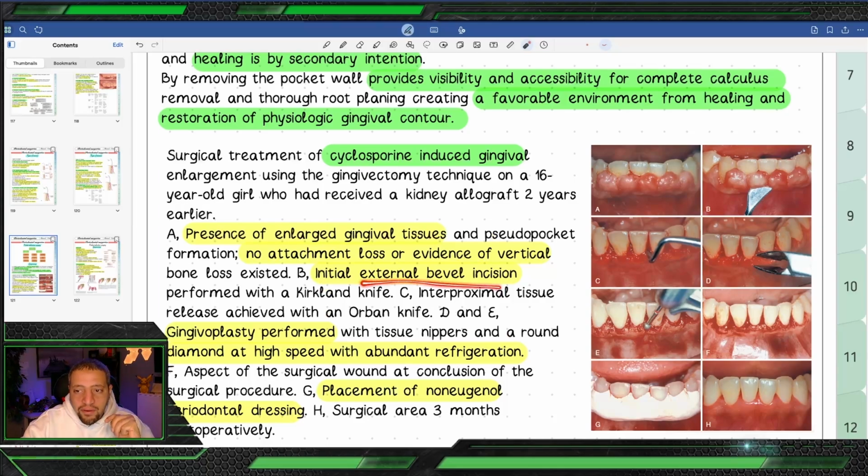Initial external bevel incision. We are going to use an external bevel incision. Why external? Because it's going up. External bevel incision performed with a Kirkland knife.